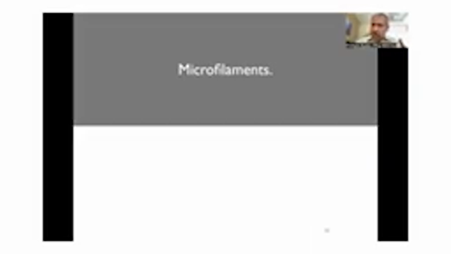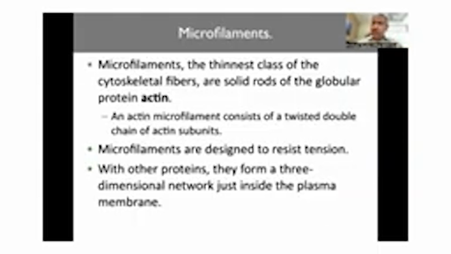We come to the microfilaments at the end, which are again uniquely different from actin and microtubules. And we talked about actin and microtubules, how they are similar, how they are different. Let's look at the microfilaments and see how they are similar or different. So first thing, they are the thinnest class of cytoskeletal fibers and are solid rods of globular protein actin.